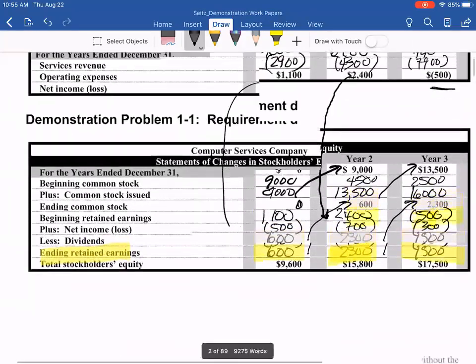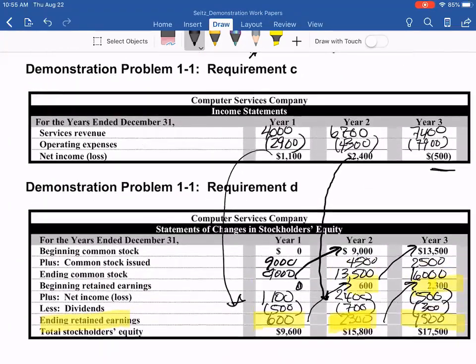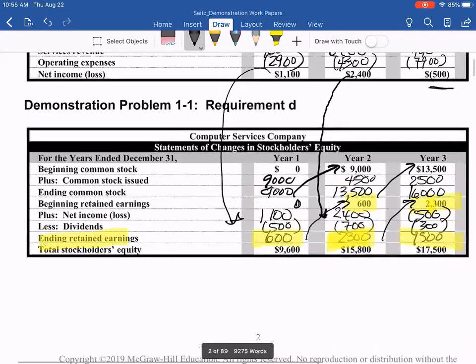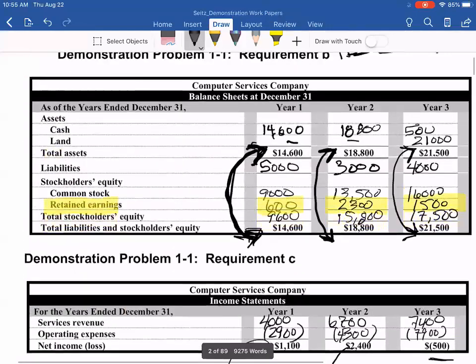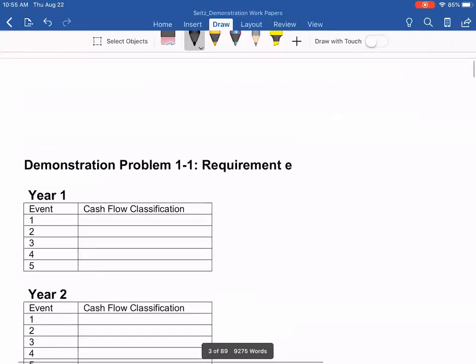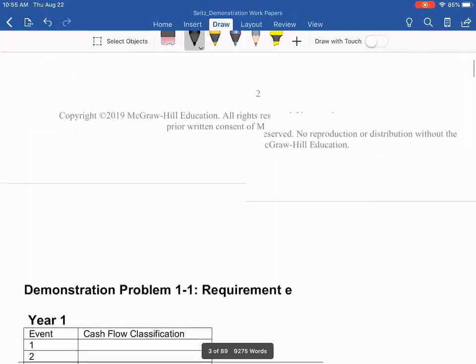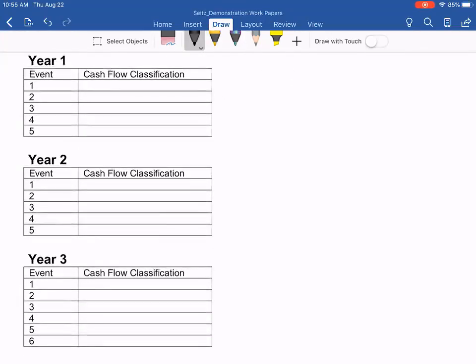All right, so we've calculated the income statements and the statements of retained earnings, or statements of changes in stockholders' equity, and then additionally we calculated the balance sheets. Okay, so we had to do them in that order. All right, the next thing we're going to do is talk about this cash flow. So year one, the cash flow transactions were as follows. So they acquired $9,000 by issuing common stock. So that's the $9,000 that we see here.